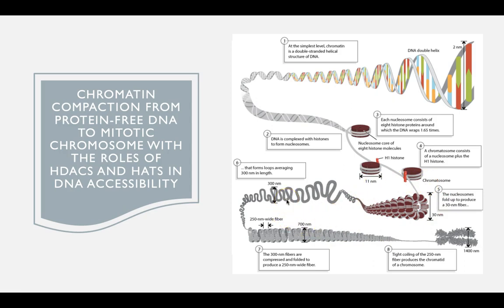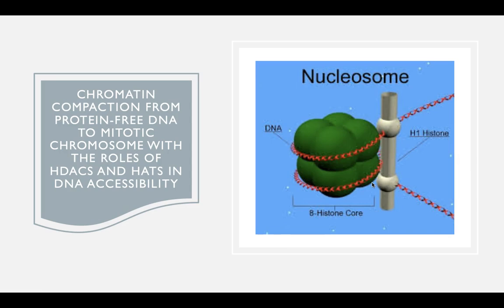The basic unit of eukaryotic chromosomes are nucleosomes, and the fundamental components of nucleosomes are histone proteins. Right here it shows the nucleosome, and I'm going to show you a better image of these histone proteins. These histone proteins right here are largely positively charged, which allows DNA to bind to these histones non-specifically because DNA is negatively charged due to the phosphate groups on its backbone.